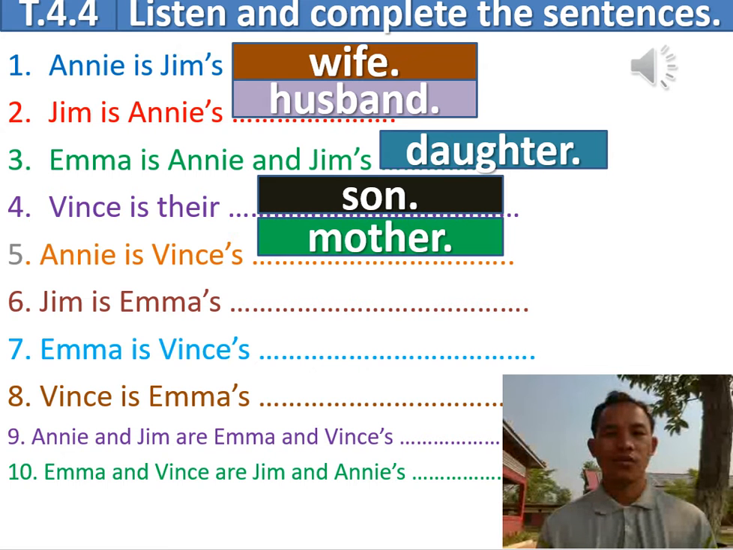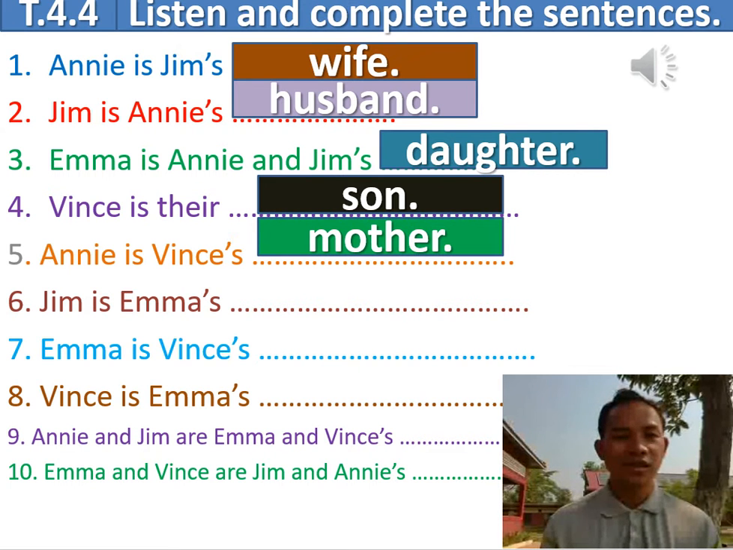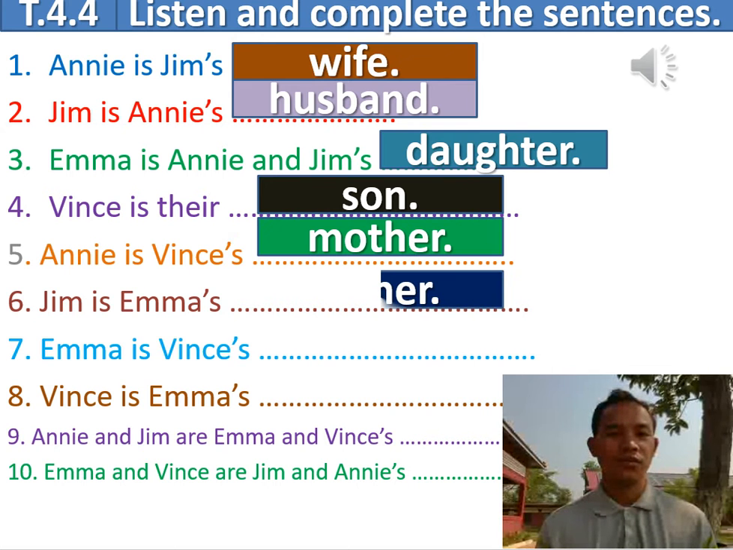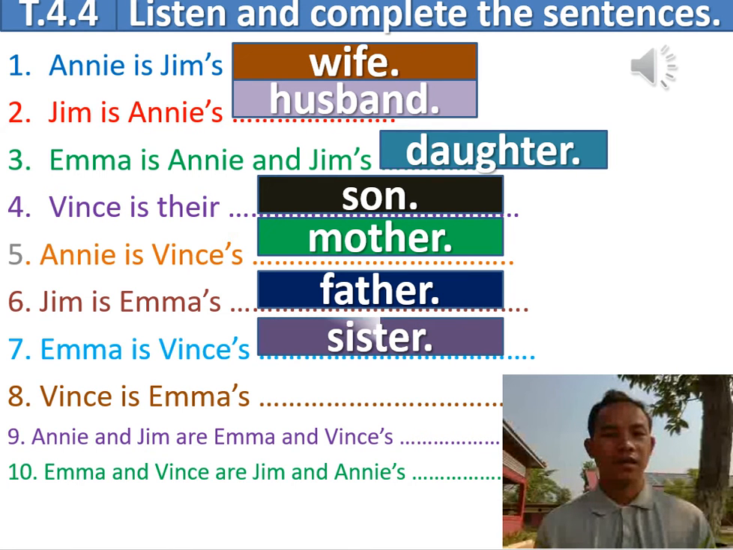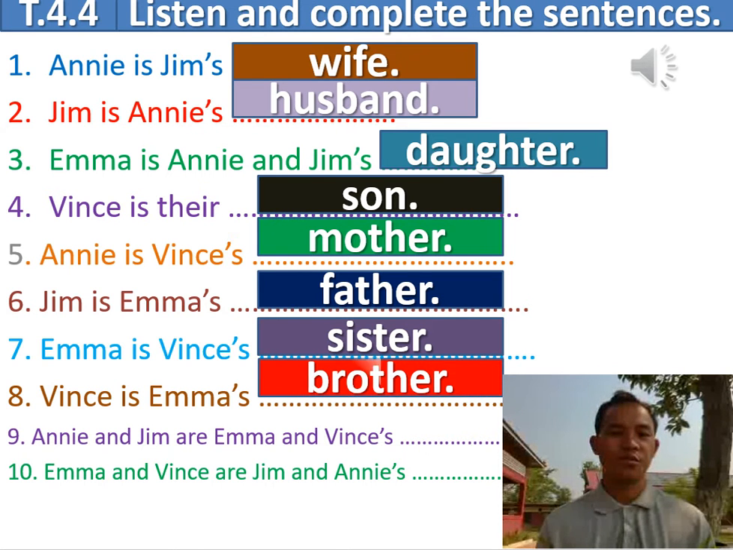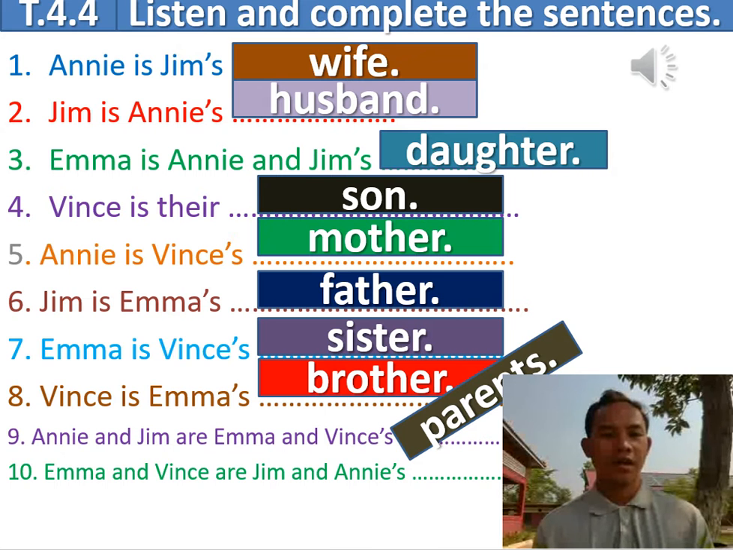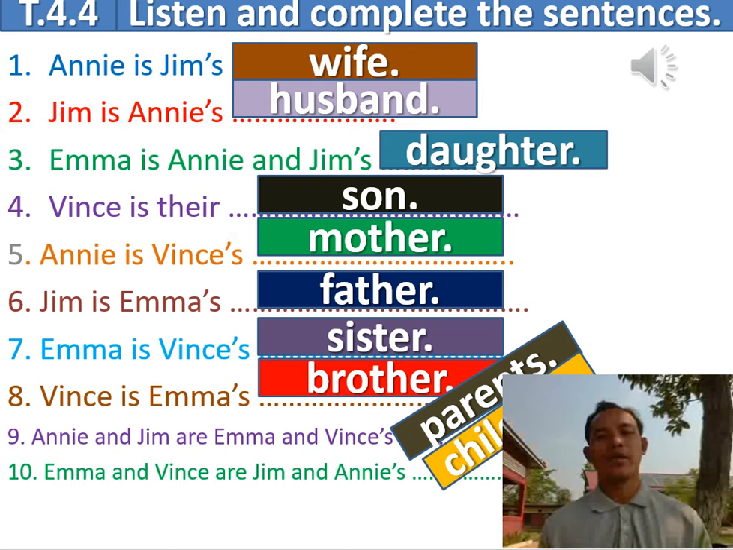And Annie is Vin's mother. And what about Jim? Jim is Emma's father. That's cool. Correct. And number 7, Emma is Vin's sister. And what about Vin? Vin is Emma's brother. Annie and Jim are Emma's and Vin's parents. Emma and Vin are Jim and Annie's children. That's cool. Okay, so all right guys, to make sure that your answers are correct, let's listen together.